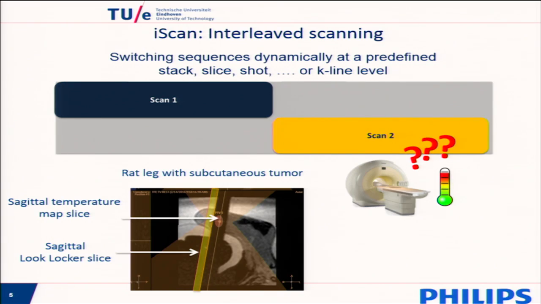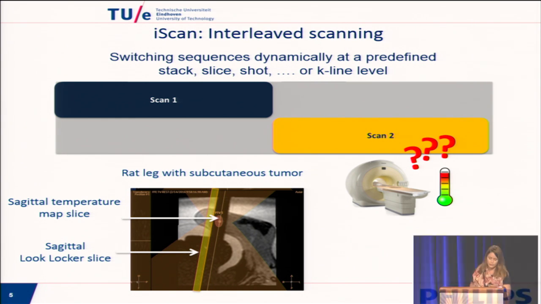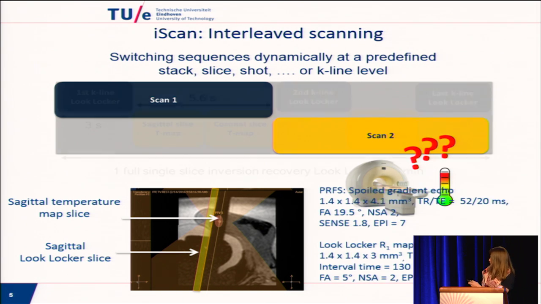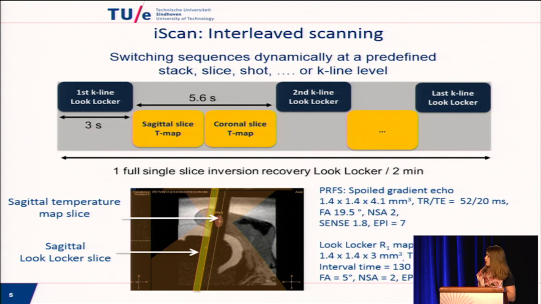So one way to solve this is by interleaved scanning. So in a normal situation, when you do MR scans, you would first acquire the full first scan, so this can be a relaxation rate map, and then afterwards you would acquire, for example, the temperature maps. So with interleaved scanning, you can actually switch sequences dynamically at different points within the sequence. And this is what we do.